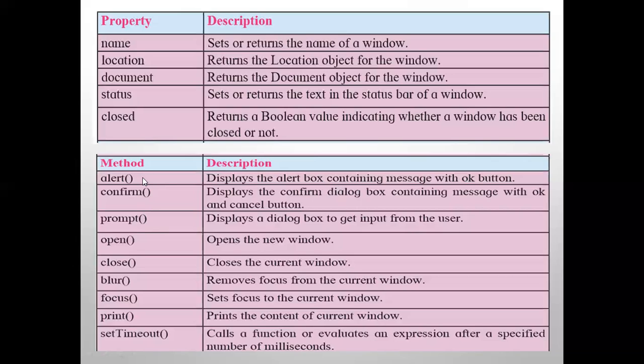You have seen the alert message window. When you want to display an error message or any message, you can give it in the alert box. A small four-cornered window will be displayed with the OK button. The confirm function displays a confirm dialog box containing a message with the OK and Cancel buttons. Do you want to save? Yes or no? Do you want to exit? Yes or no? So the confirm window has two buttons, OK and Cancel, with the message.